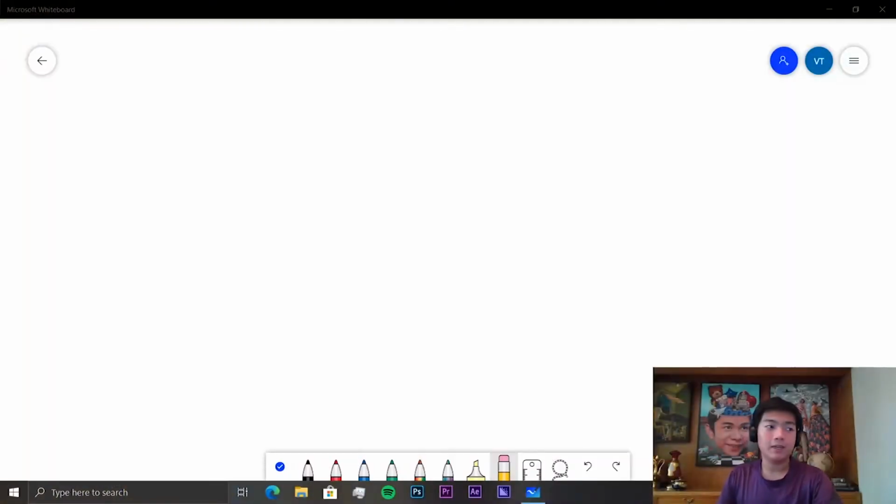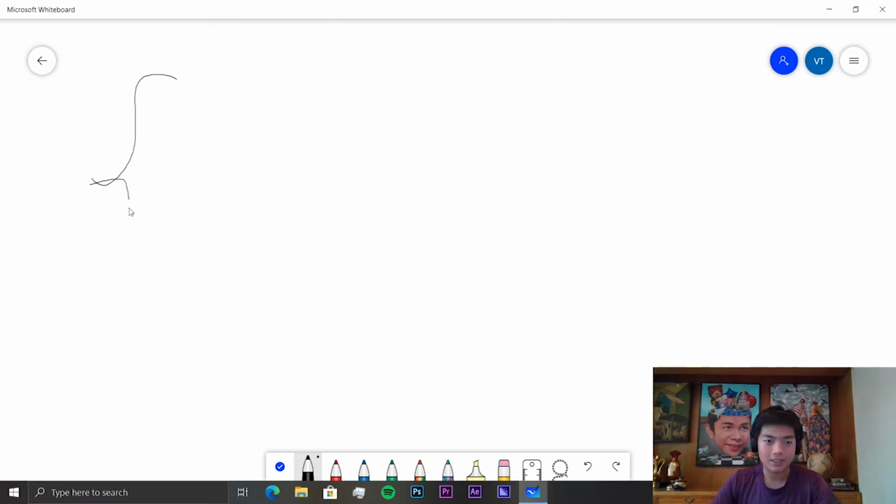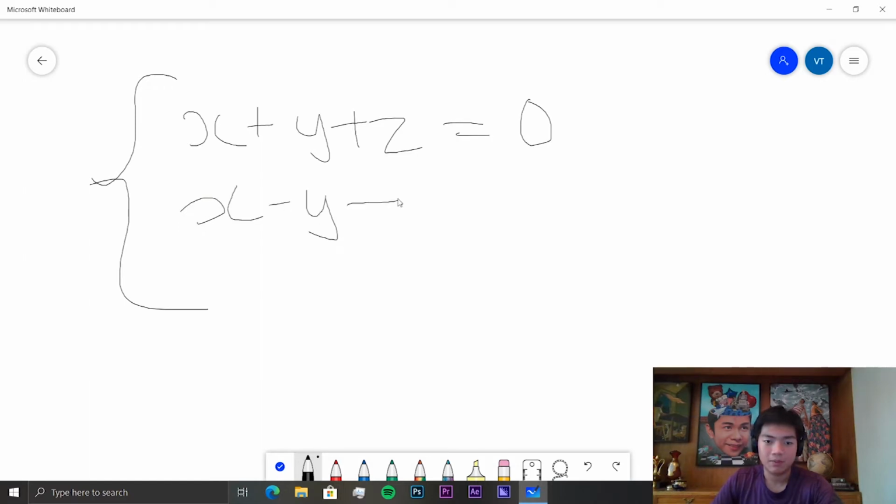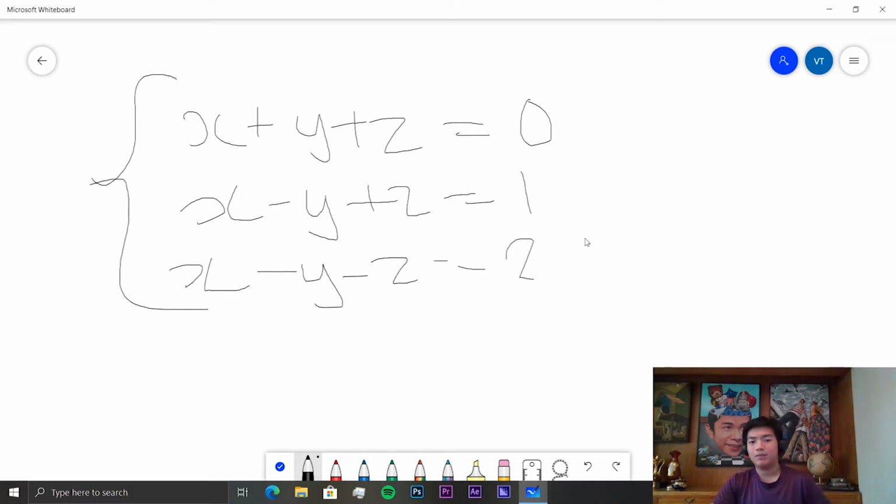So, we've already learned how to solve a system of two linear equations, and so we need to progress, and we need to learn how to solve a system of three linear equations. So say, with three different variables. So say x plus y plus z is equal to 0, x minus y plus z is equal to 1, and x minus y minus z is equal to 2. This is an example of a system of three linear equations.